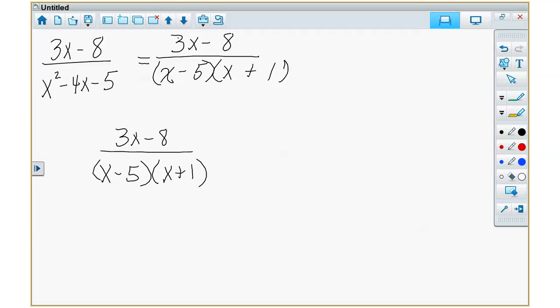Now you do not want to factor out a 3 on the top. Please don't do that. All right? Equals A over x minus 5 plus B over x plus 1. This right here is called partial fractions. You're breaking up the fraction into its parts. Okay, so first we factor.